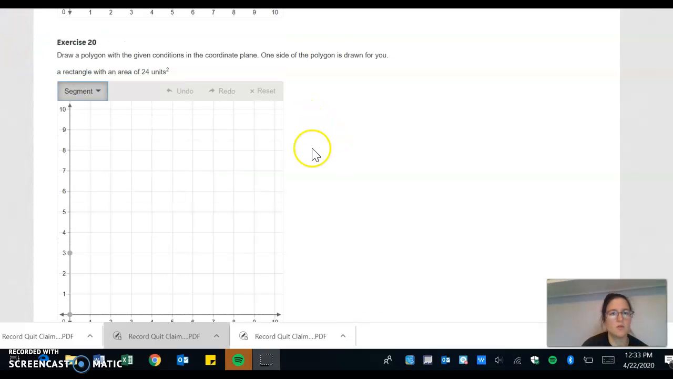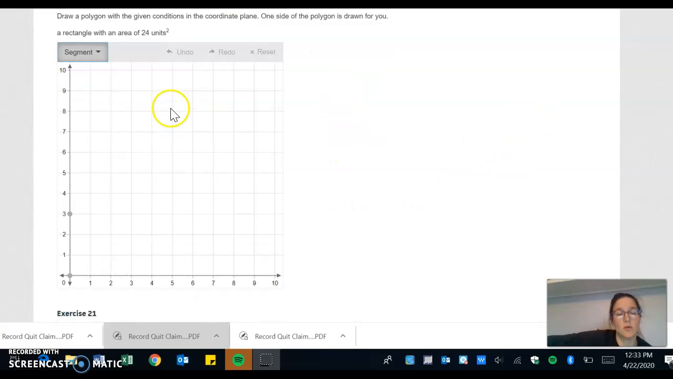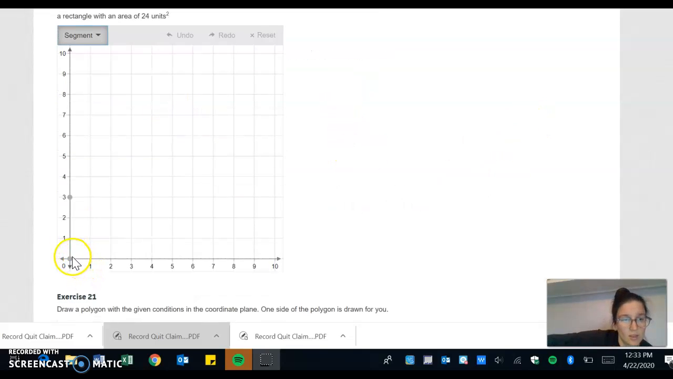Now I'm going to skip to 20. Number 20 says draw a polygon with the given conditions in the coordinate plane. One side of the polygon is drawn for you, a rectangle with an area of 24. They've already drawn a point at 0, 0, and a point at 0, 3. So that means one side length is 1, 2, 3 spaces. Area is length times width.